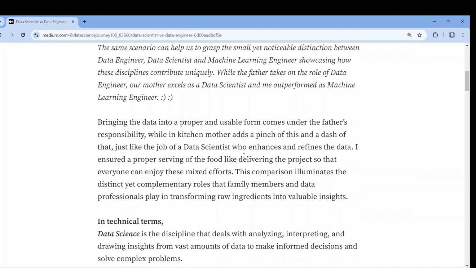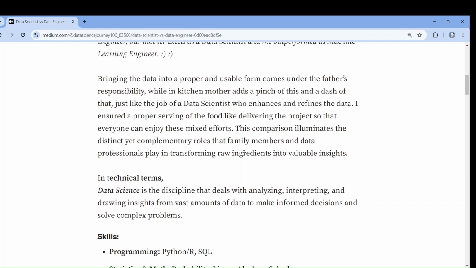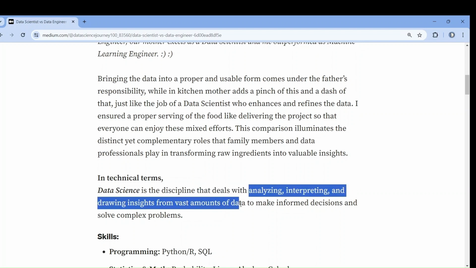Okay, now let's understand the technical terms. First, data science. Data science deals with analyzing, interpreting, and drawing insights from vast amounts of data. It may apply different types of machine learning algorithms we are going to study later, like simple linear regression, logistic regression. These are going to be applied by your mom, the data scientist, so that we can get informed decisions and solve complex problems.